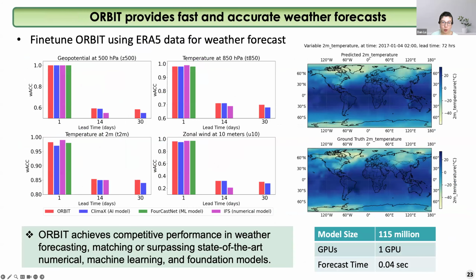In one test, we fine-tuned Orbit with the ERA5 reanalysis data for weather forecasting and demonstrated competitive performance against the state-of-the-art numerical model, machine learning model, and foundation model. After training, Orbit can produce the forecast in less than a second on a single GPU, making it possible to run the weather forecast on our laptop and rapidly generate large ensembles for probabilistic forecasting and prediction.